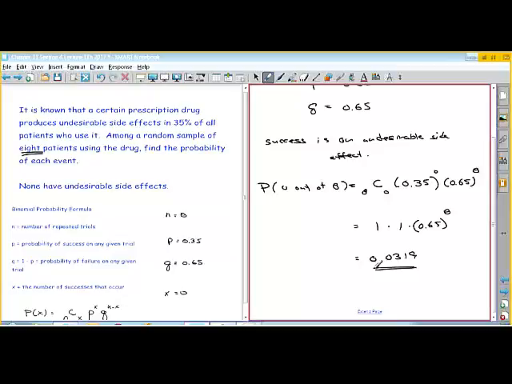And you could figure out the probability for 0, for 1, for 2, for 3, for 4, in terms of the number out of 8. And if you did that, you would get 9 numbers, and then you could get a probability distribution out of that. What do you think the most likely number of people out of 8 to have the side effect would be? If you picked a sample of 8 people, how many people out of that 8 would you think would have an undesirable side effect?